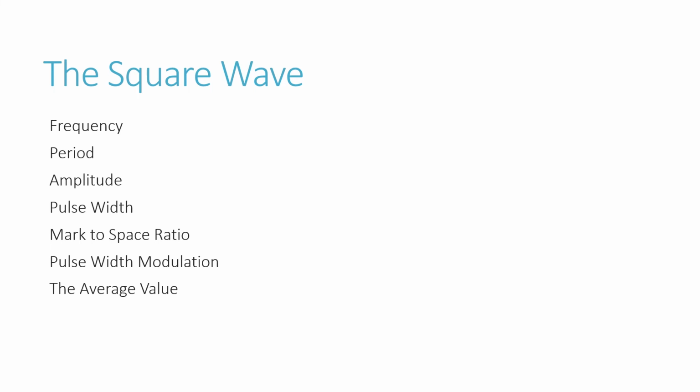All right. So what I'm going to do now, I'm going to draw you a square wave, and then we're going to discuss all of these concepts, these terms: the frequency, the period, the amplitude, the pulse width, the mark to space ratio, pulse width modulation, and average value.